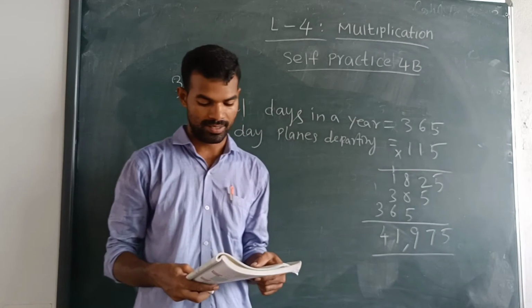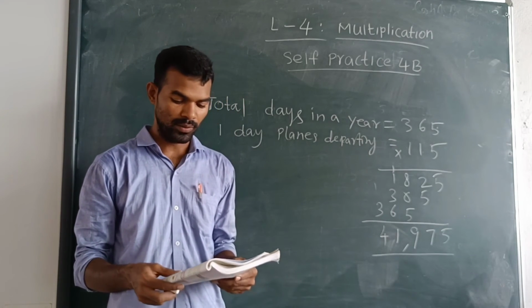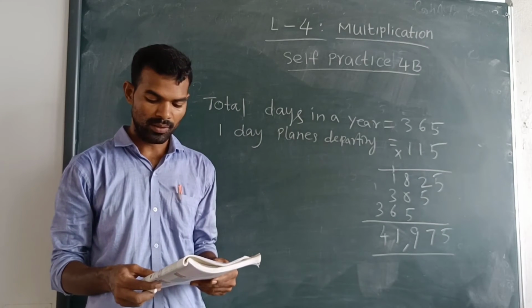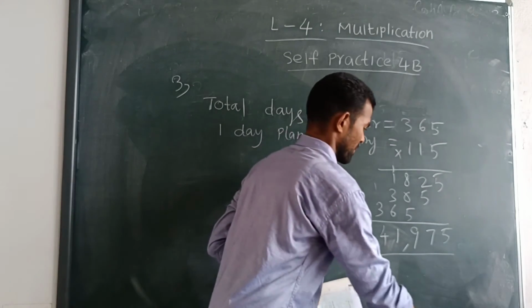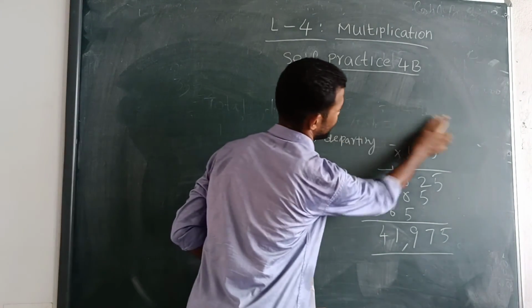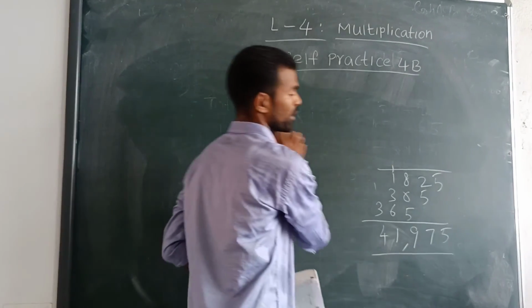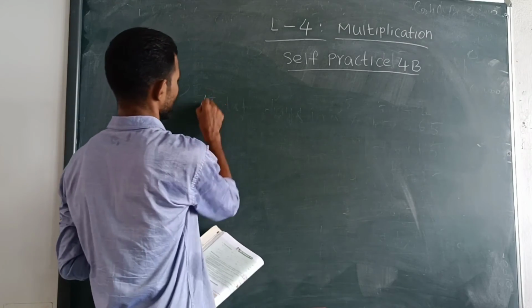41,775 is the answer. Question 4. There are 275 balloons in a pack. How many balloons are there in 2 dozen such packs? In 2 dozen such packs. So 1 dozen is 12 numbers. 2 dozen is 24. Multiply, question 4.